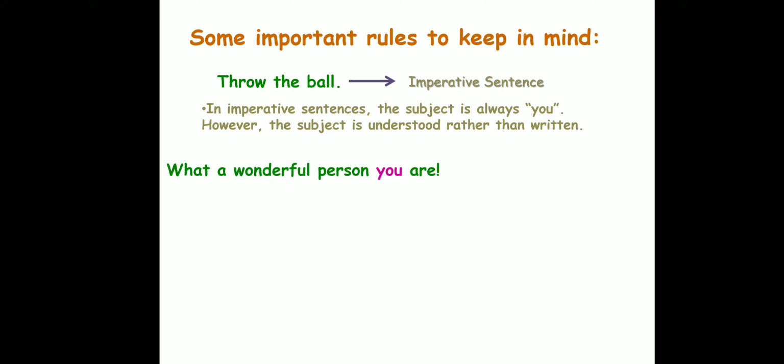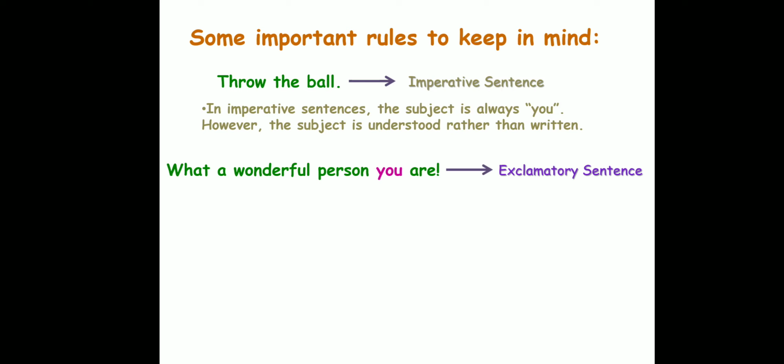Let's look at the second rule. Again with an example we will try to understand this. What a wonderful person you are. Now again, go back to thinking what kind of a sentence this is. We have studied this in the last chapter under kinds of sentences. What a wonderful person you are. What is the kind of sentence? Yes, this is an exclamatory sentence. Since it comes with an exclamation mark, it is an exclamatory sentence.